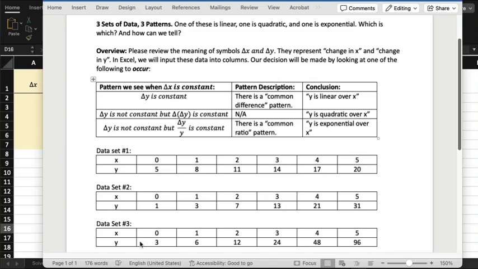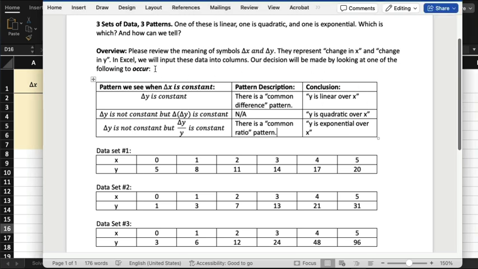This is our first in a series on exponential patterns, or relationships between two variables, x and y. We're not even going to use equations today. We're just going to talk about the pattern itself, patterns in data, okay?